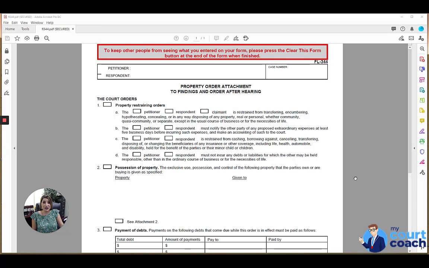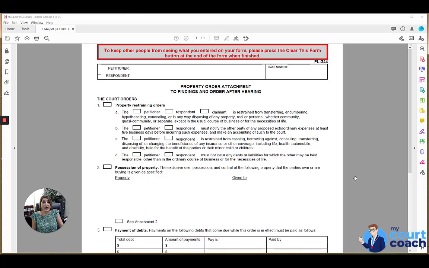I'm Sarah, and I'll be your instructor today as we discuss the property order attachment to the findings and order after hearing, also known as Form FL-344. This is a form that would be attached to a findings and order after hearing, that's an FL-340, if the court makes any sort of temporary property orders.